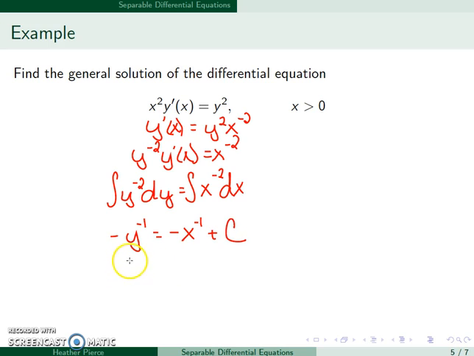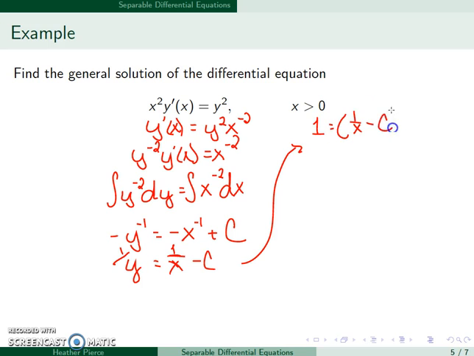We actually need to solve this for y. So I have 1 over y is equal to 1 over x minus c. I can then multiply both sides by y to get 1 equal to (1/x minus c) times y, and then divide both sides. We'll go ahead and switch this back to x to the negative 1 minus c equal to y. So when we use this method, we do need to actually solve for y to get the final answer.